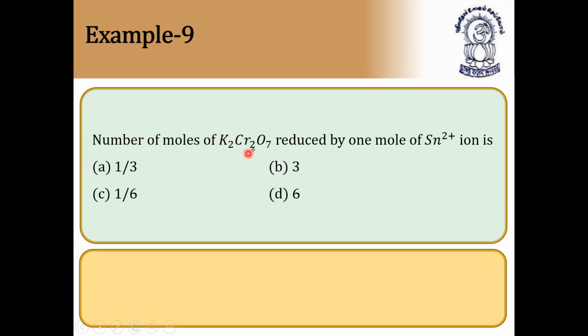Number of moles of potassium dichromate reduced by 1 mole of tin ions is 1 by 6, because potassium dichromate, that is Cr2O7 2 minus ions in acidic medium, oxidizes Sn plus 2 to Sn plus 4, and it forms 2 Cr plus 3. Here it is plus 6 state, and here it is plus 3 state, and plus 6 changes to plus 3, and since it is 2 chromium, it is 1 by 6. So the answer is 1 by 6.